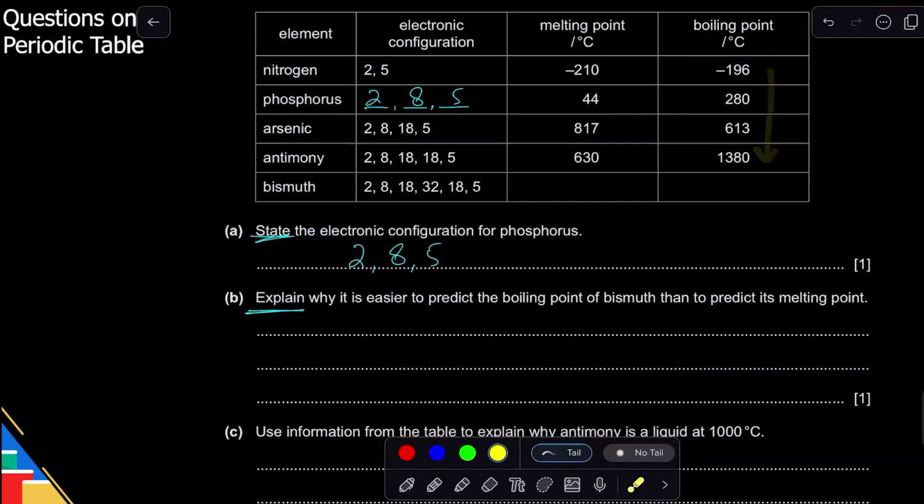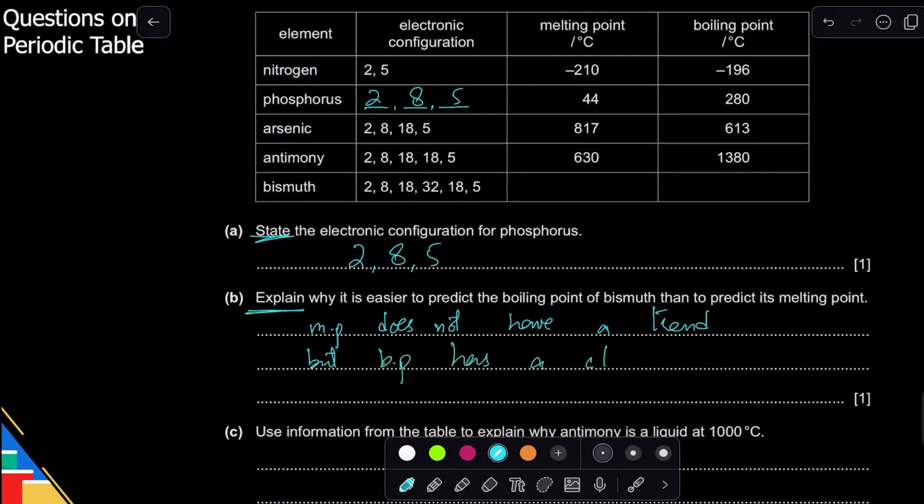So there is a clear trend in boiling point, but no clear trend in melting point. And that's what we'll say. We'll say that there's a clear trend in the boiling point, but not in melting point. So we'll say that melting point does not have a trend, or you can also say, but boiling point has a clear trend. So that is the reason we cannot predict कि वो क्या होगा. यहाँ पे ये increase decrease कर रहा है, यहाँ पे clearly increase कर रहा है.